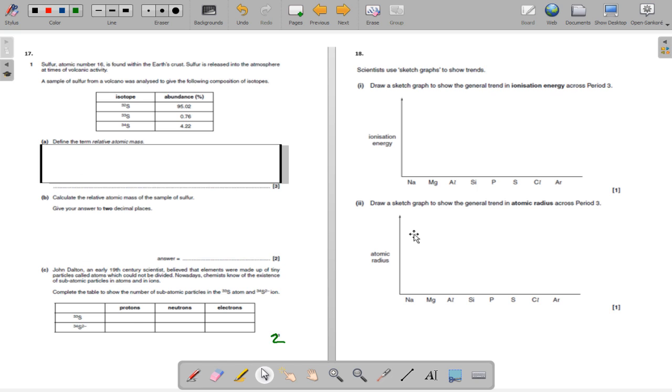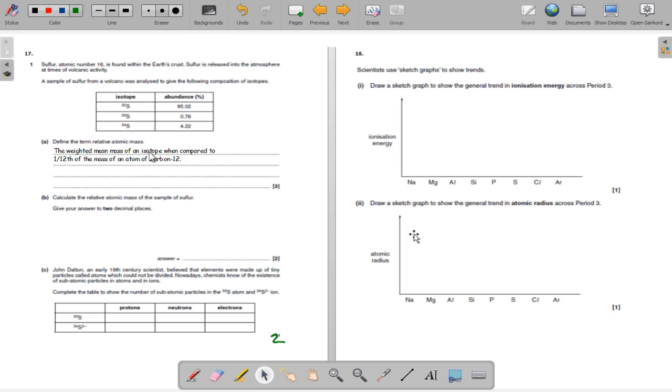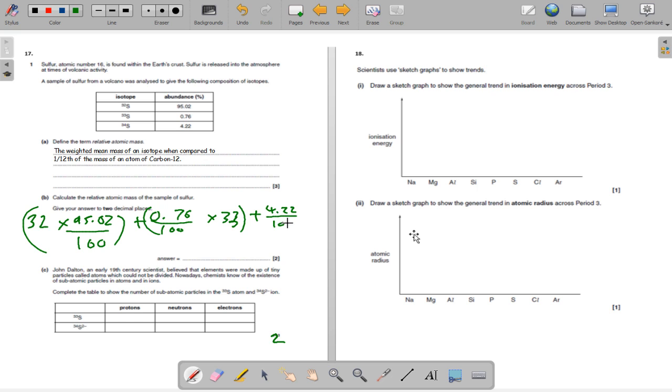Okay, so relative atomic mass is the weighted mean mass of an isotope when compared to 1/12 of the mass of an atom of carbon-12. And the relative atomic mass of the sample of sulfur is 32 times 95.02 over 100, plus 0.76 over 100 times 33, plus 4.22 over 100 times 34, and this combined gives us a grand total of 32.09.